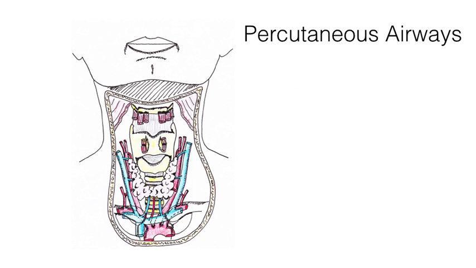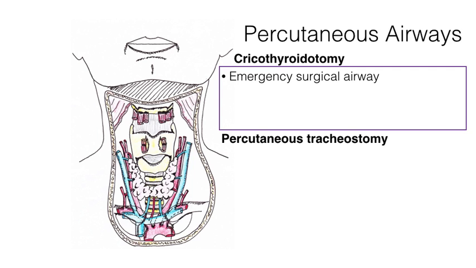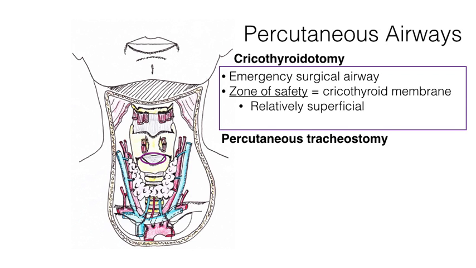Let's look at the different types of percutaneous airways. There are two. There's the cricothyroidotomy and a percutaneous tracheostomy. The cricothyroidotomy is the only emergency surgical airway that should be performed. It is performed in the zone of safety. This is, in fact, the area where you find the cricothyroid membrane. It is relatively superficial, and there are no muscles, vessels, nerves, or part of the thyroid that overlie this area.